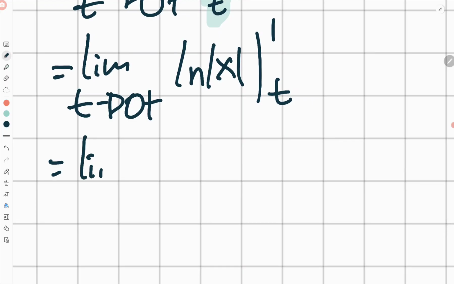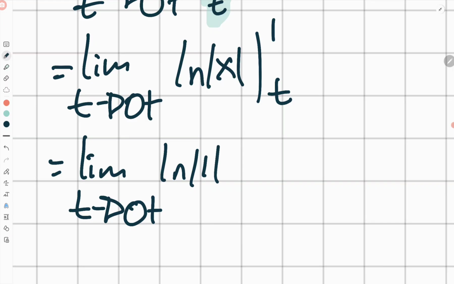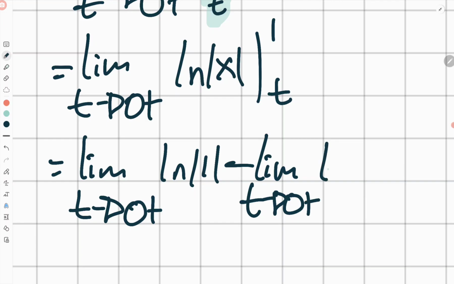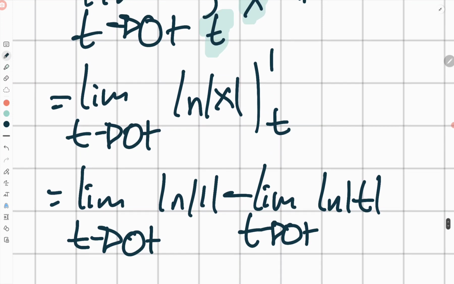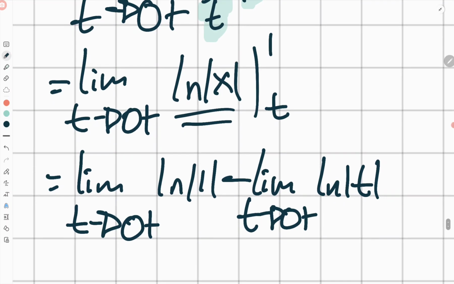You're going to have the limit as t goes to 0 from the right side, and this is going to be ln of the absolute value of 1, plugging in, minus the limit. So the limit has to officially be applied to both, as t goes to 0 from the right side of ln of the absolute value of t. So this part especially, the fact that the antiderivative is ln of x, you've got to know that from the lower level classes, okay?